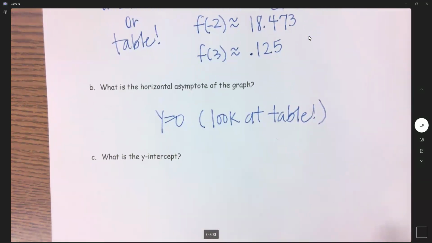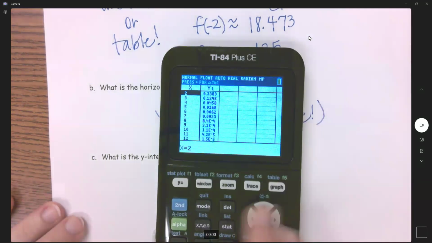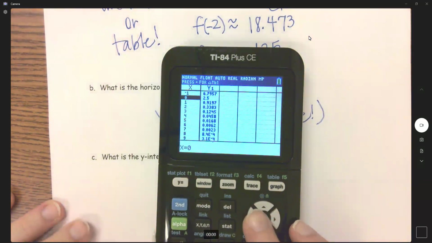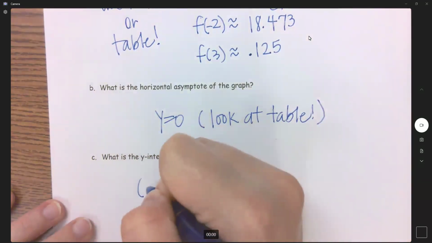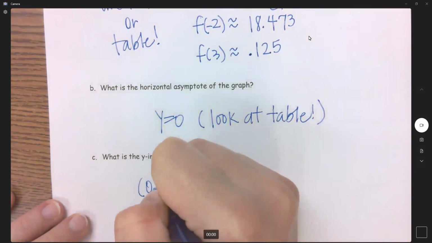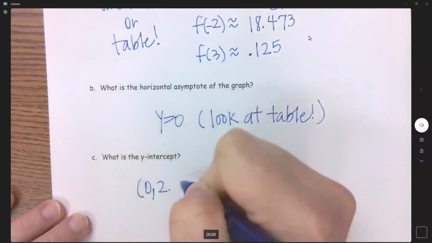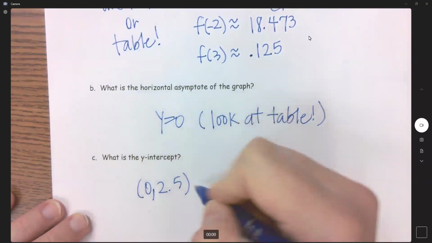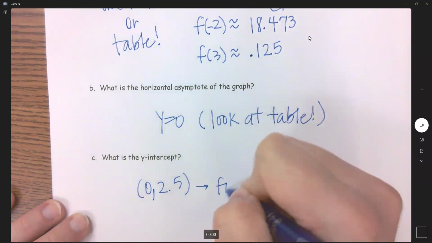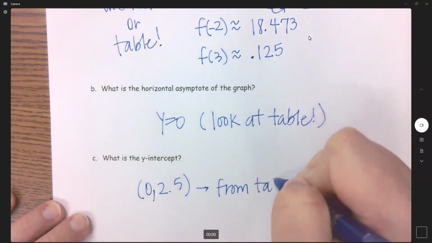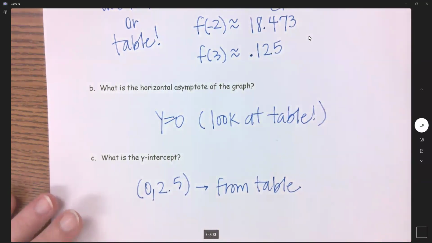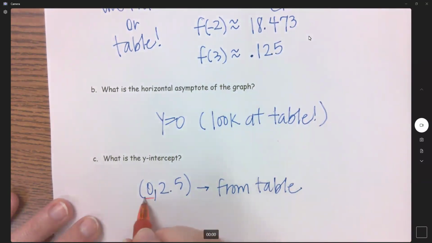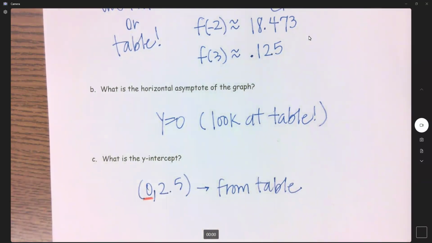And what is the y-intercept? Again, from that table, if we go up here to 0, it's 2.5. And when you're at the y-intercept, that means your x needs to be at 0.